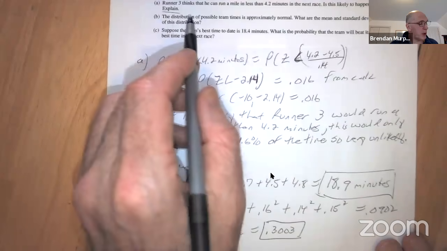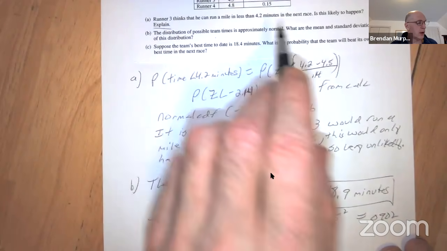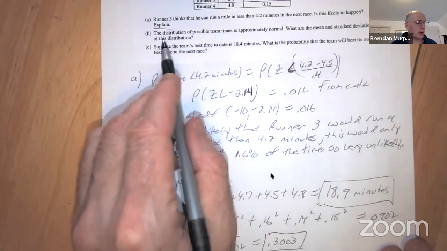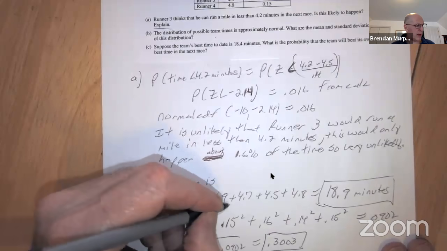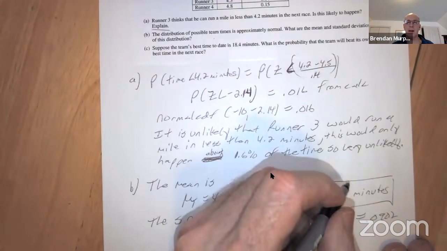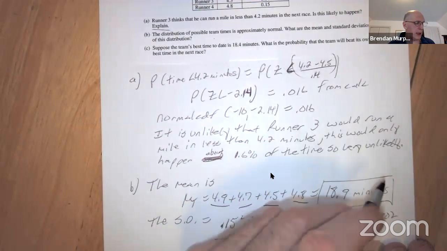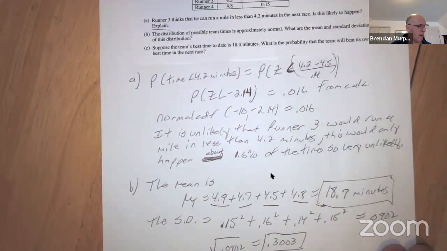The distribution of possible team scores is approximately normal. That's good. What are the mean and standard deviation of this distribution? Well, I can add and subtract means. And so I just found the 4 means for the 4 runners and I added those. And so I felt pretty confident that 18.9 minutes would be the mean or average time. Again, each runner runs a mile, the next one runs a mile, the next one runs a mile, the next one runs a mile, and I add up those 4 different times. So I can add means.